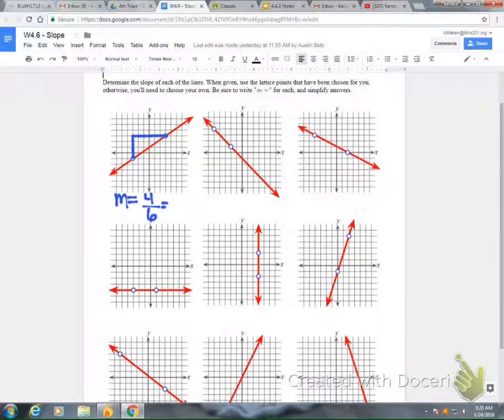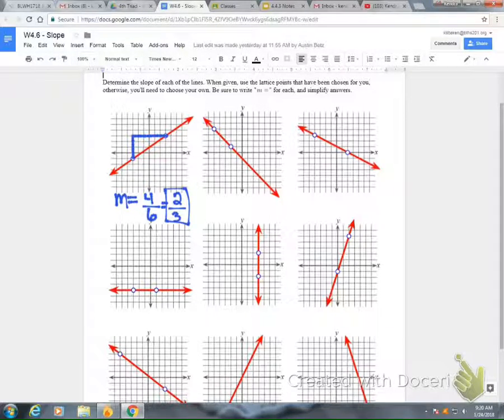Now, because I'm making you guys use lattice points that are further apart, there are lattice points that are closer together that you could use where you wouldn't have to simplify. However, I want you guys to simplify here. So 4, 6, what are they both divisible by? 2. So what's 4 divided by 2? 2. What's 6 divided by 2? 3. So your answer is going to be slope equals 2 over 3.